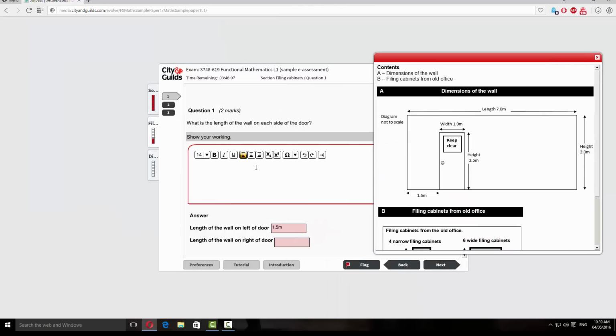So we can do some working for this. What we're going to do is take the total 7 meters, and then take away the 1 meter plus the 1.5 meters. So 1 plus 1.5 is 2.5. So we're going to end up with 7 minus 2.5. 7 minus 2.5 is going to give us 4.5 meters.